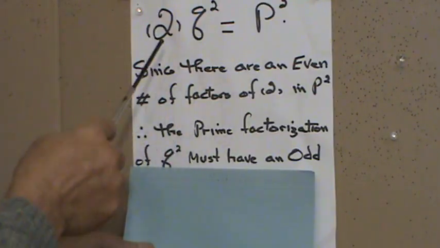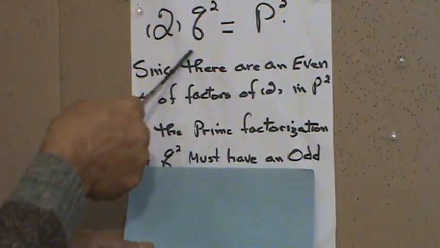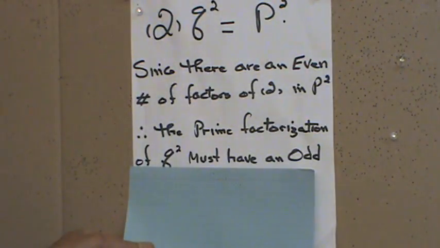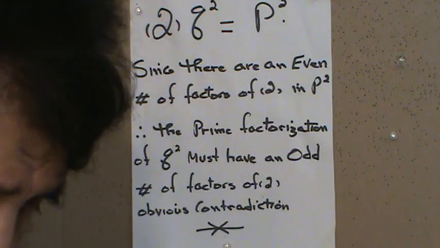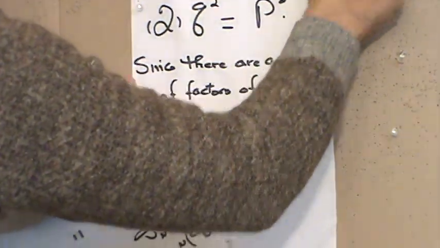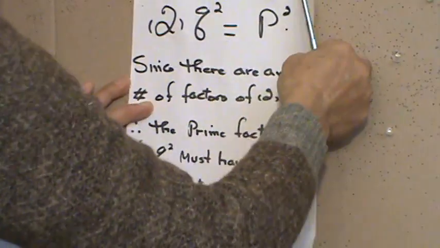So there are 2 factors of 2, and one of them is here, makes it 3, but this is an odd number of factors of 2, and on the right hand side we have an even number of factors of 2. So that is a contradiction to our claim that the square root of 2 was a rational number, and it ends up to be a false statement.